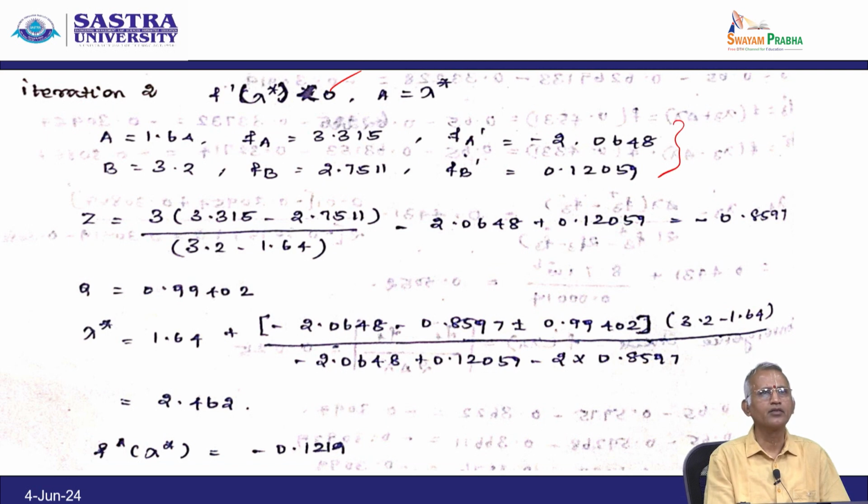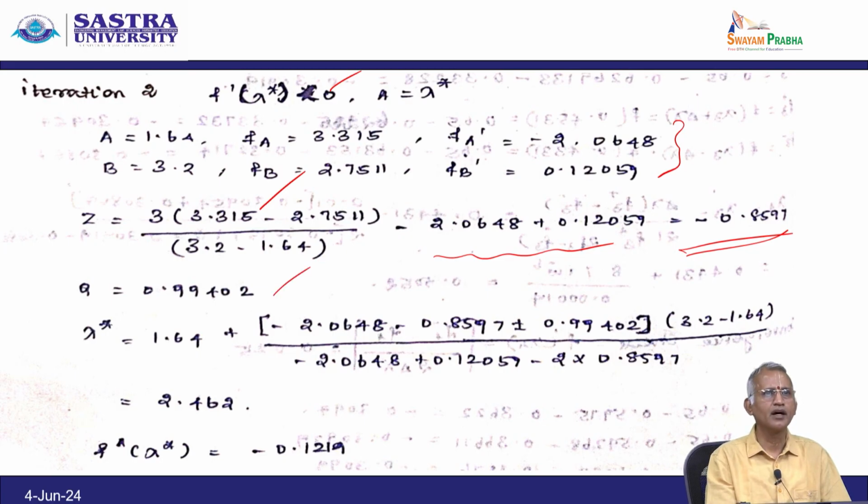Now, according to the definition of the formula, z equal to 3 into (3.315 minus 2.7511) divided by (3.2 minus 1.64) minus 2.0648 plus 0.12059, which is equal to minus 0.8597. Therefore, the q value equal to 0.99402.